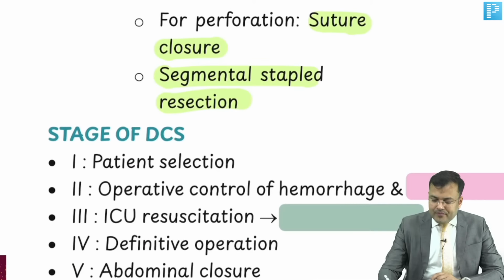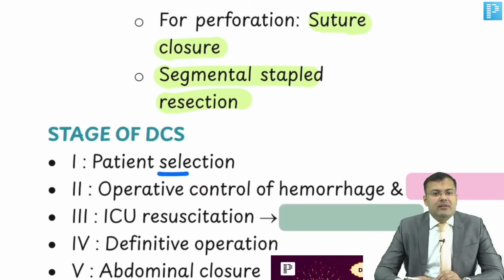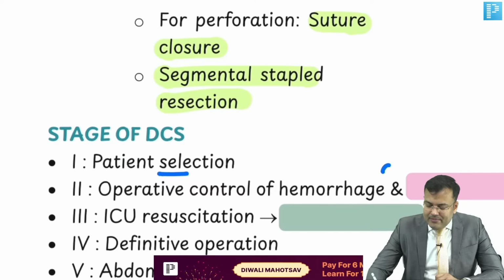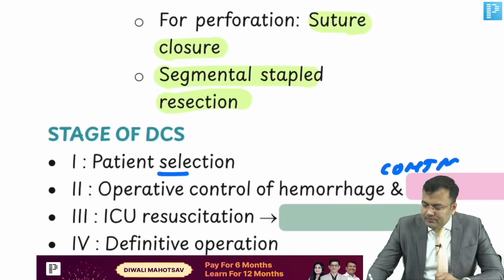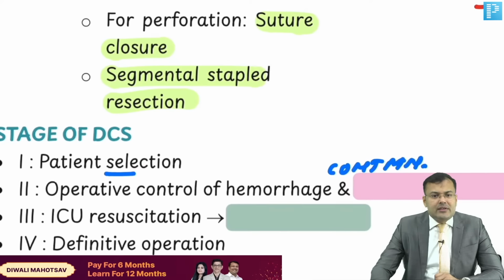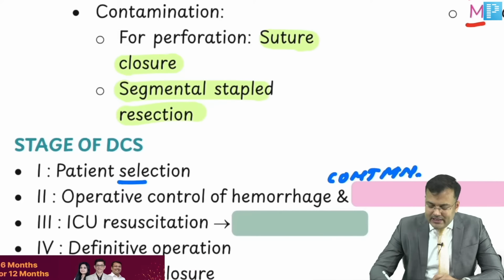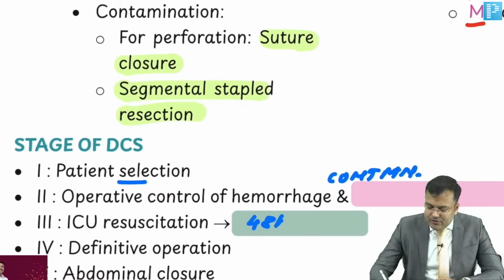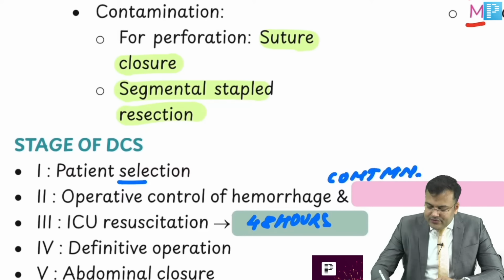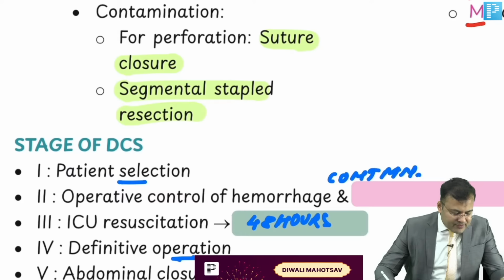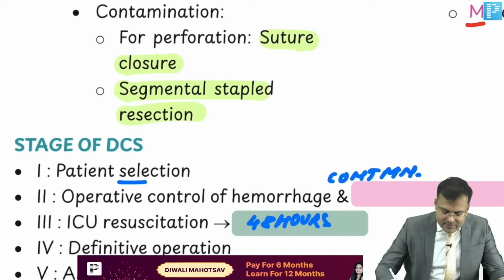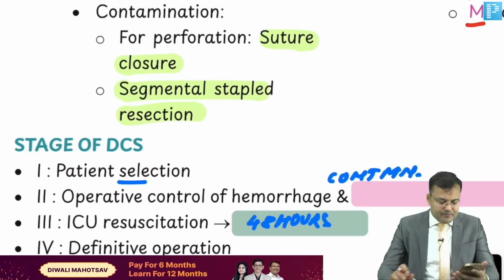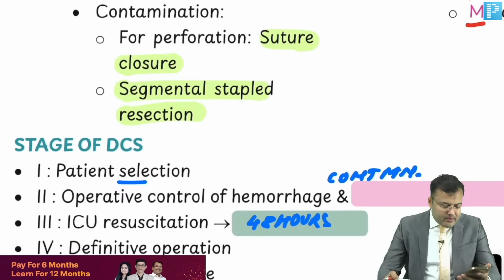You can see patient selection, stage 1. Control of hemorrhage and contamination, that is stage 2. Stage 3 is ICU resuscitation, shift the patient to ICU for 48 hours. Stage 4 is definitive operation, and what is stage 5, guys? Stage 5, abdominal closure. Clear?